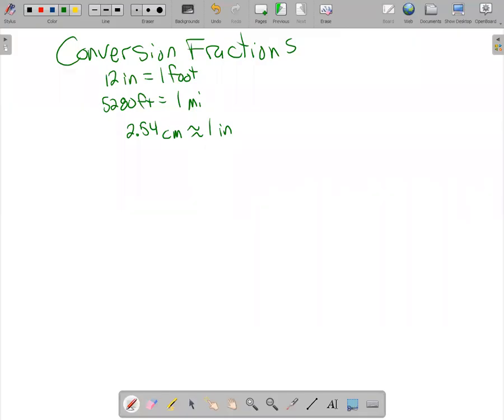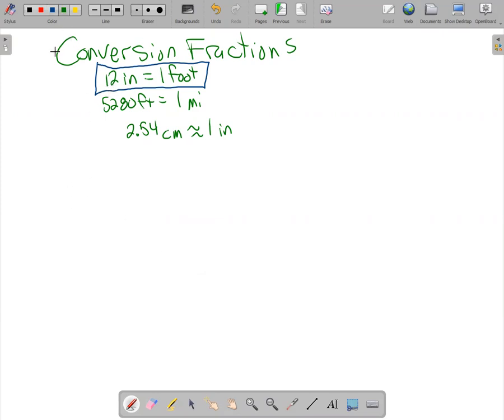Let's look at the idea of conversion fractions. Conversion fractions help us figure out whether to multiply or divide by a conversion factor. Conversion factors come from some kind of equality like this. And often people aren't sure whether they should multiply or divide by that factor in a conversion. It depends on the direction of the conversion.